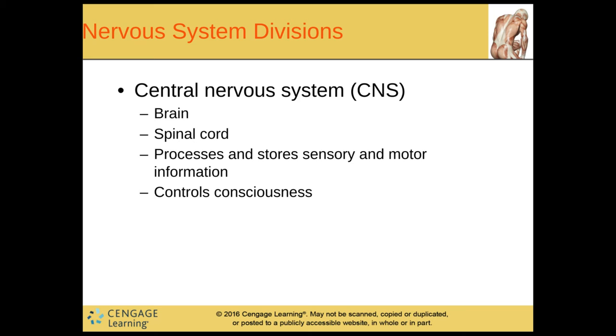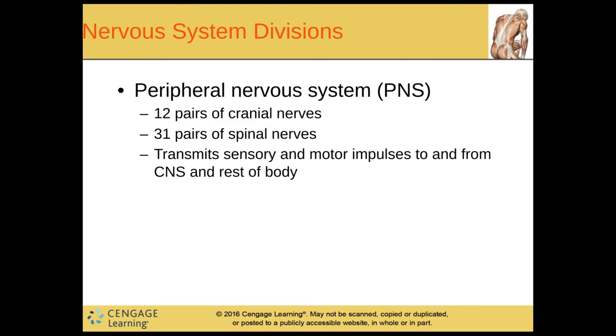The central nervous system, or the CNS, which is the abbreviation for that, includes the brain and the spinal cord. It helps to process and store sensory and motor information, and it controls our consciousness, right? So whenever we're conscious, we're awake. When we're unconscious, we're not awake. Okay. And then we have the peripheral nervous system, or the PNS. This has 12 pairs of cranial nerves and 31 pairs of spinal nerves, and it helps to transmit sensory and motor impulses to and from the central nervous system and the rest of the body.